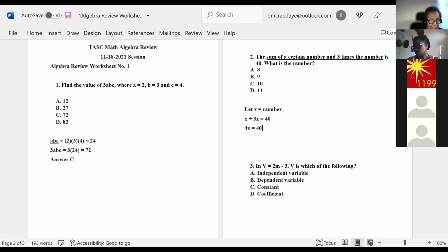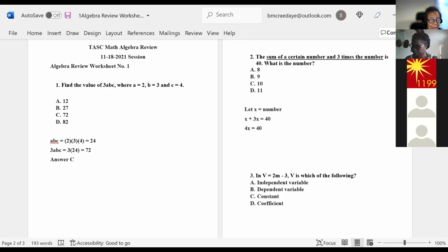Here again, only one number times 4 gives 40. So x equals 10. 40 divided by 4 equals 10. At this point you can use math because there's only one number. You multiply by 4 and get 40, and that number is 10. So your answer is C.